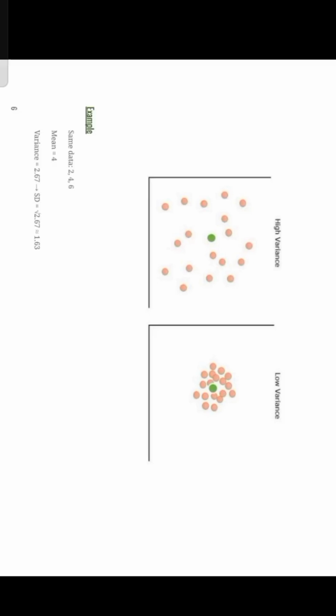Variance tells us how much data separate from the mean, while coefficient of variation helps us compare data sets and find which one is more consistent. Lower CV means more reliable data.